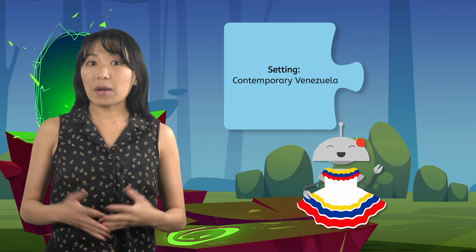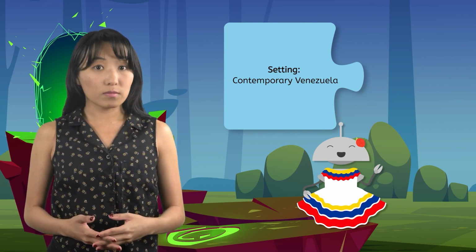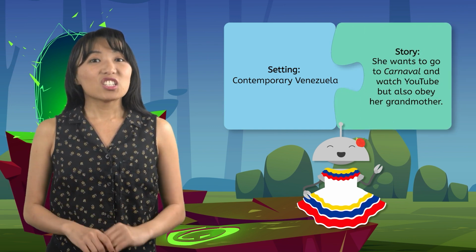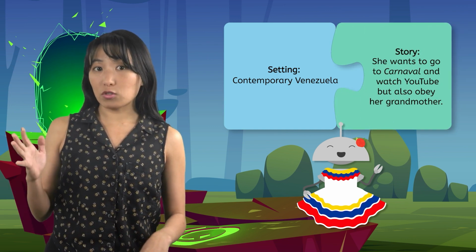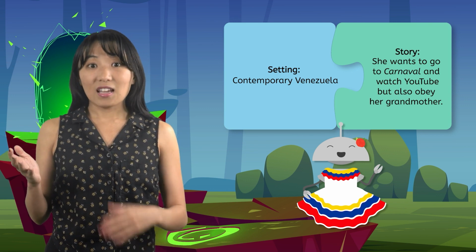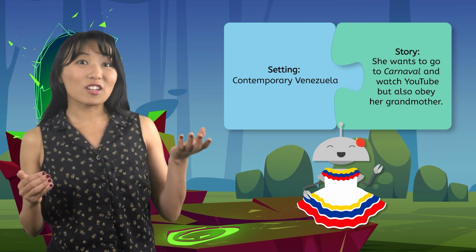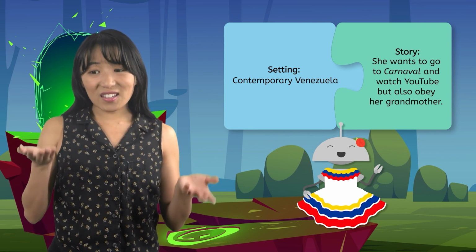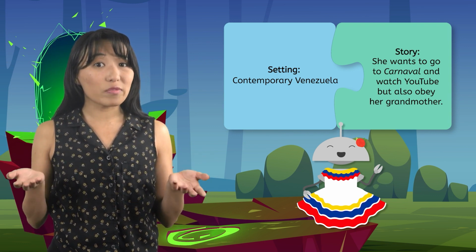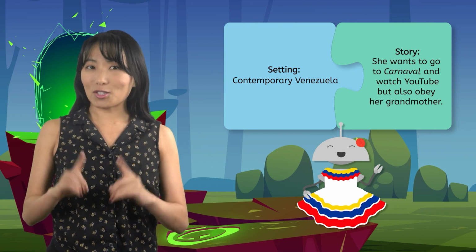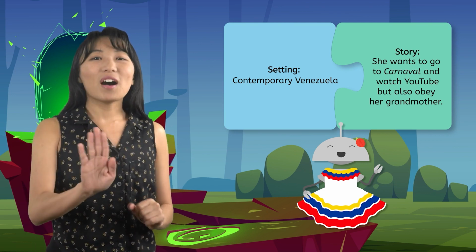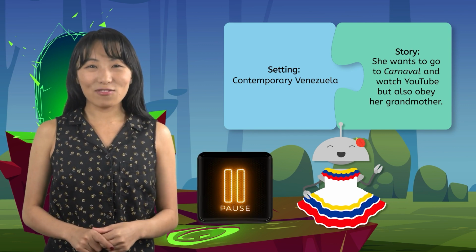Now, let's think about how the setting fits with the story. What connections do you notice? She is conflicted between enjoying YouTube and Carnaval on one hand, and doing schoolwork and obeying her grandmother on the other hand. Balancing fun and responsibilities is a universal challenge, but technology creates new temptations for students nowadays. Pause to write those answers on your PDF.